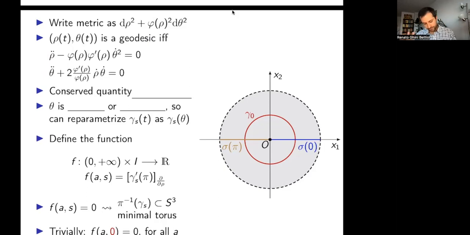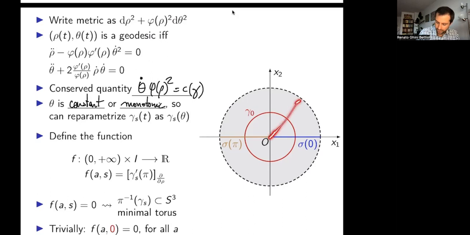And because you have the Killing field d/dθ, there's a conserved quantity coming from that, right? So it's actually theta dot times the square of phi, so phi(rho) squared. So this guy here is constant along any geodesic, okay? From that, if this constant is 0 or non-zero, since the function is always positive, you see that theta along the geodesic is either a constant or monotonic. Okay. If it's constant, then we have one of these radial geodesics, right?